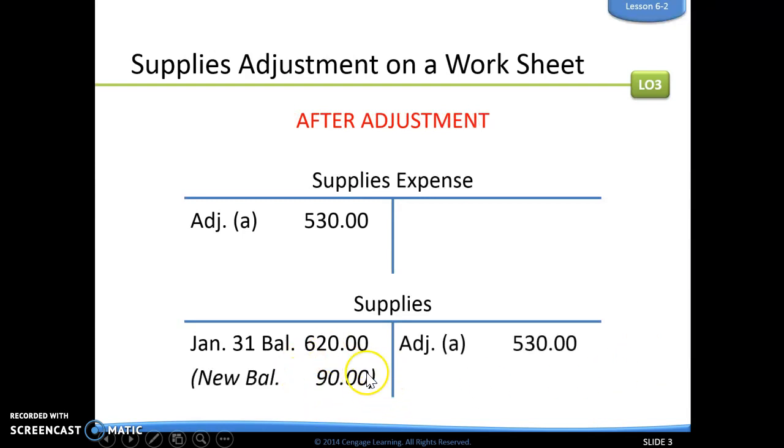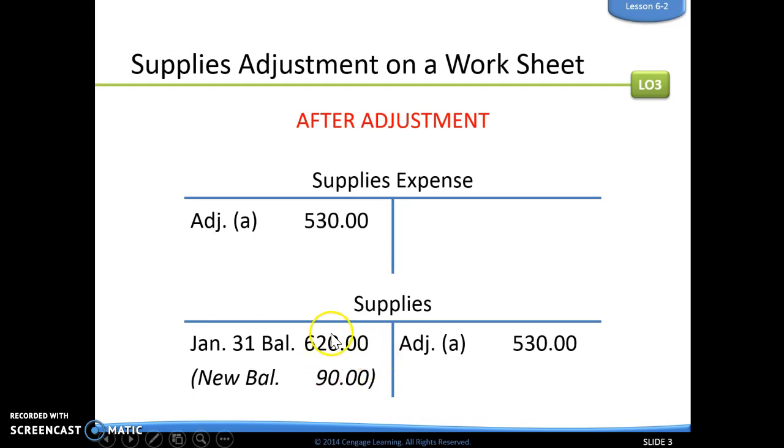However, when we actually look at what we have for supplies on hand, we only have $90 worth. The reason for that is because we're going to use supplies over a period of time. Now, we've never credited our supplies account, even though we've used those supplies. So our supplies are going to be going down as we use them. When we look at the end of the month and the account says that we have $620 of supplies, that is not correct. And that's why we need to make that adjustment.